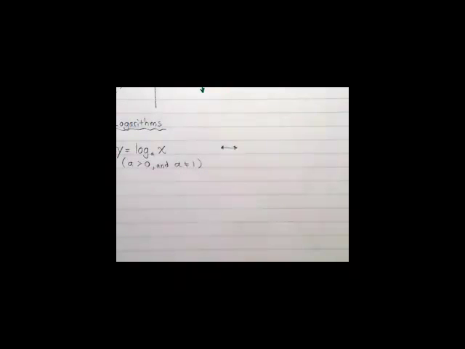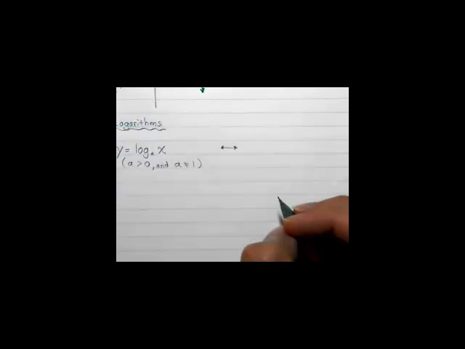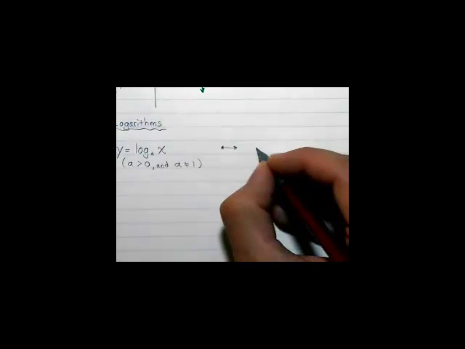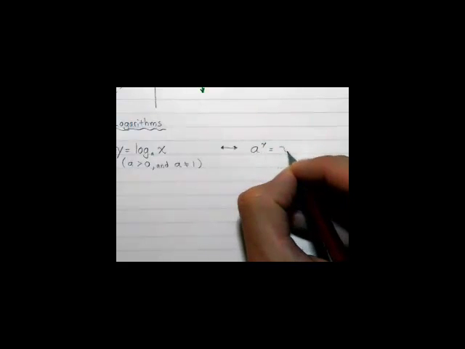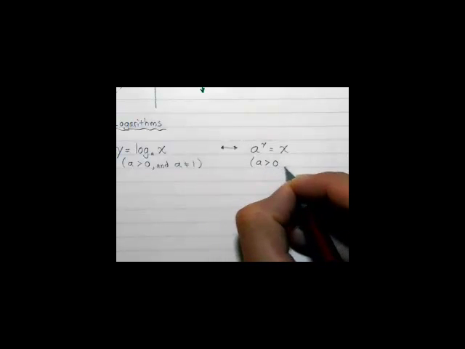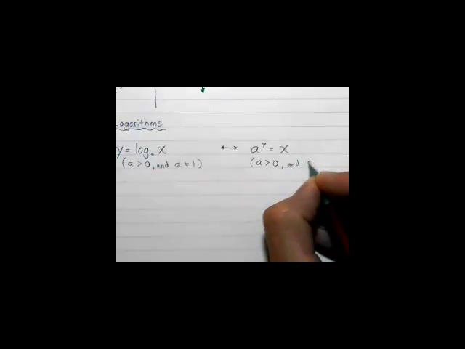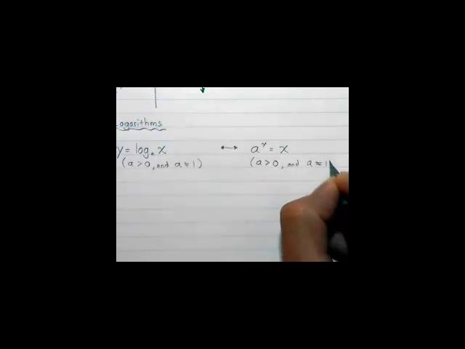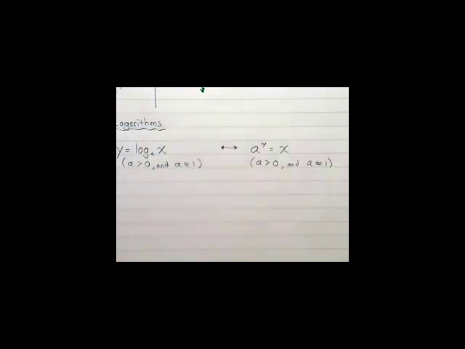Okay, now the reason for that, like I said, if I'm going back and forth between a log and an exponential, if this is the log equation, then the exponential equation from whence it came is going to be a raised to the y equals x. And we got those same restrictions on a. a has to be greater than 0, and a can't be equal to 1. So can we make sense of why those two restrictions are there on a, based on what we've studied about exponentials up to this point?